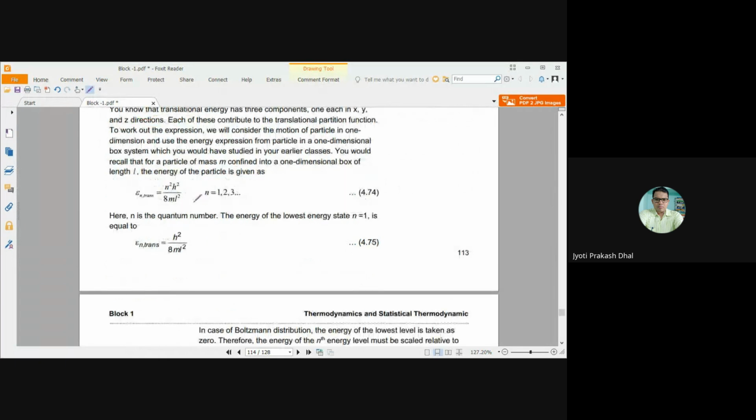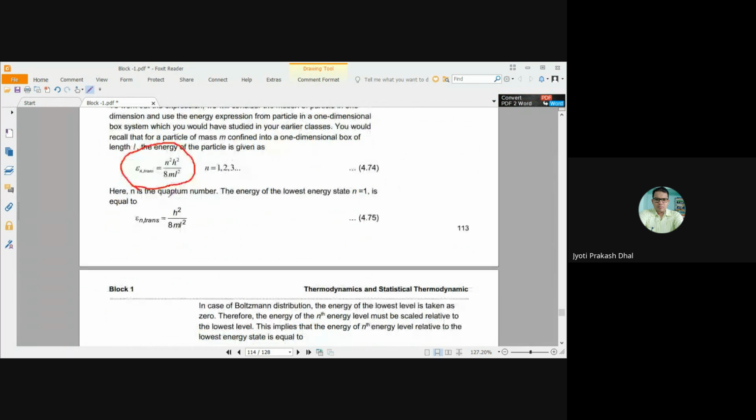We know that the energy of the nth level due to translation, that is epsilon n trans, equals n square h square divided by 8 m L square. This is due to translation of a molecule from one place to another. Here n is the quantum number, and for the lowest energy state, the ground state, n equals 1, epsilon 1 translational equals h square by 8 m L square.